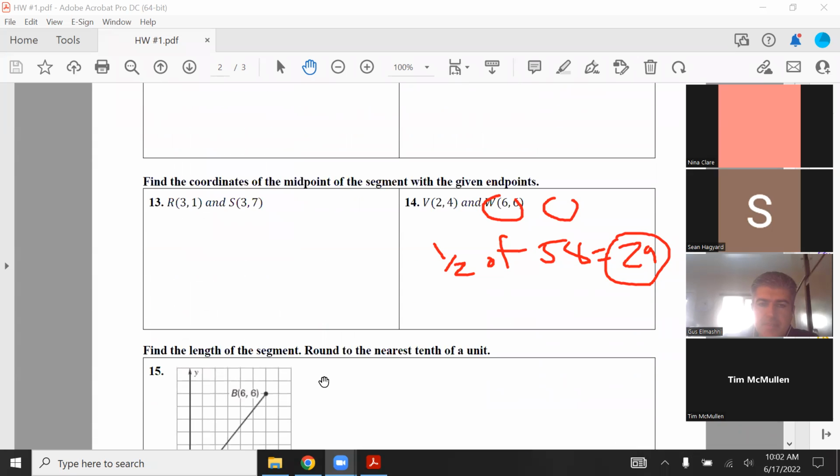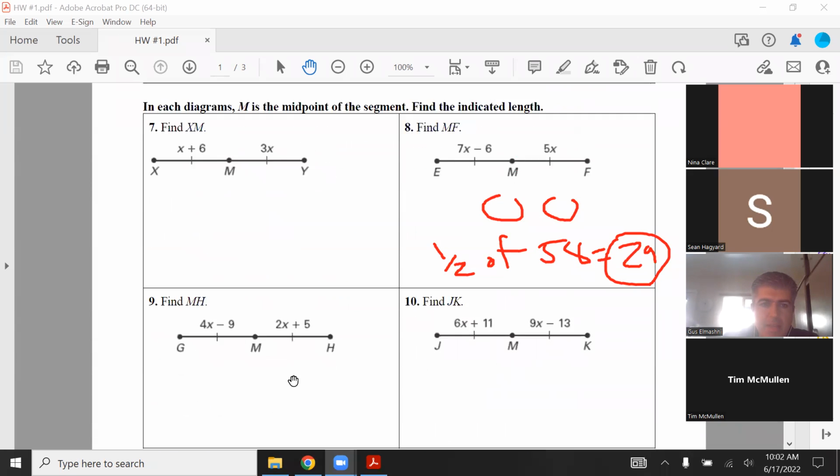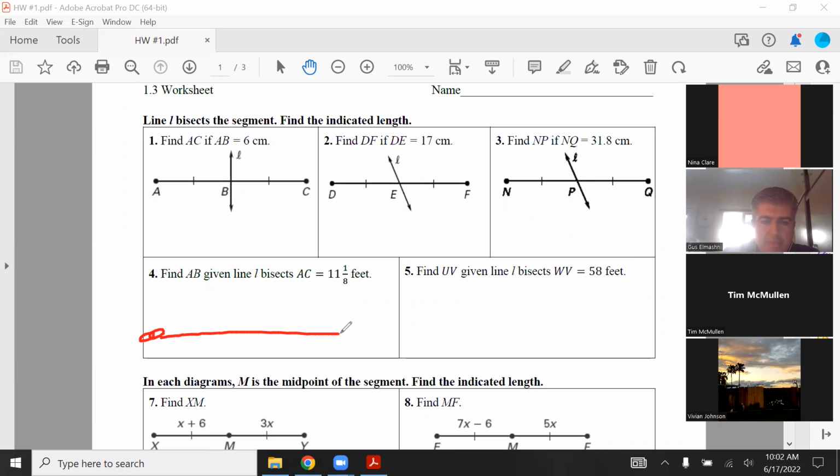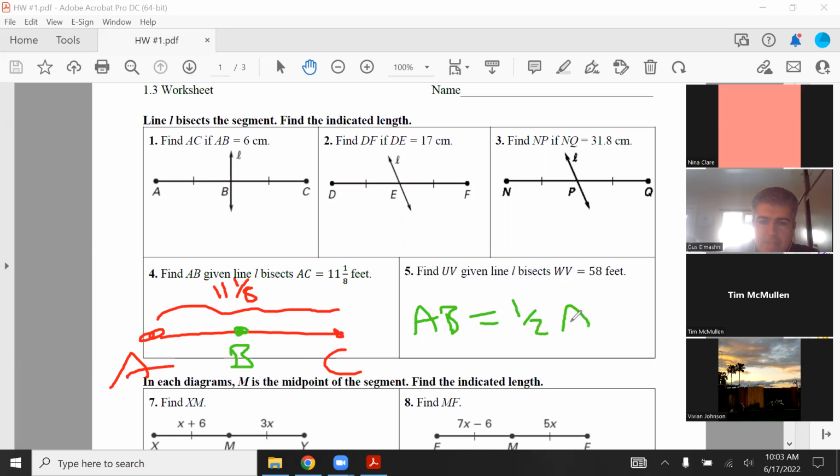Can you do 4 as well? Number 4, stick with 4. I think it's just the same exact thing. So this is what they're saying. AC is like this. I should probably draw for you guys. So that's 11 and 1/8. And then B is right in the middle. So AB is going to be half of AC, or half of 11 and 1/8.